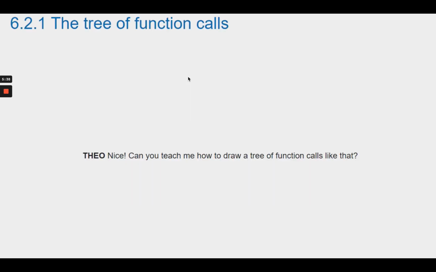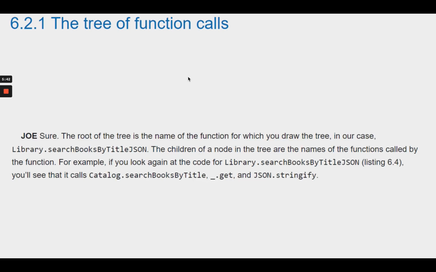Theo: Nice! Can you teach me how to draw a tree of function calls like that? Joe: Sure. The root of the tree is the name of the function for which you draw the tree. In our case, library.searchBooksByTitleJSON. The children of a node in the tree are the names of the functions called by the function.